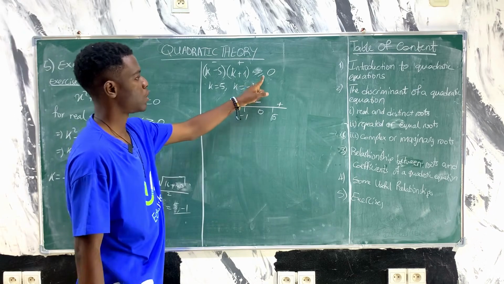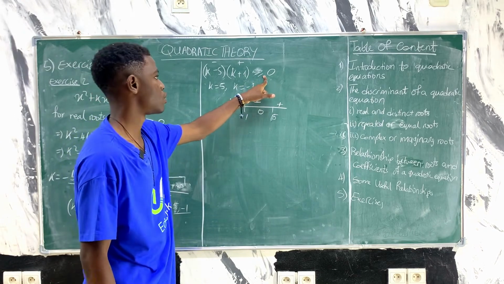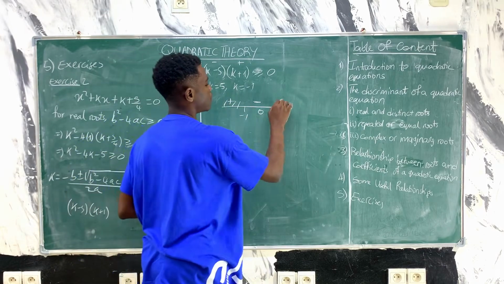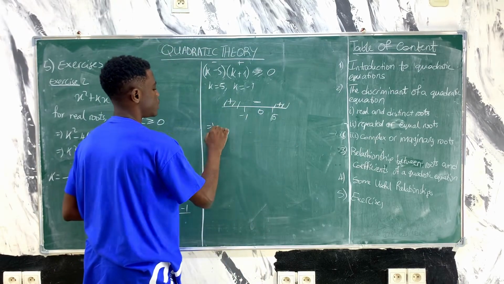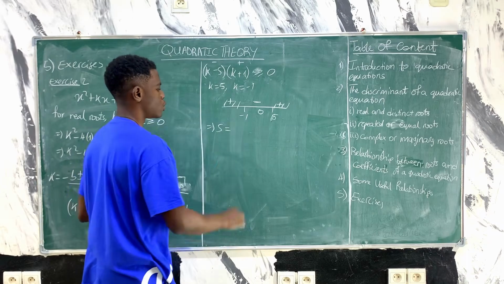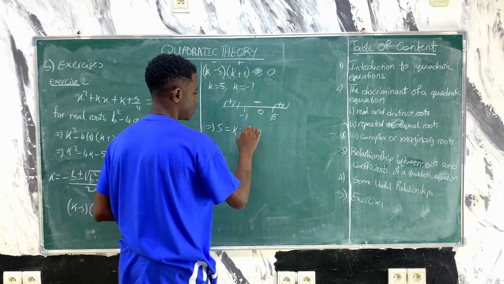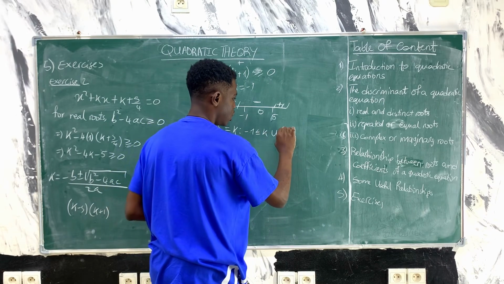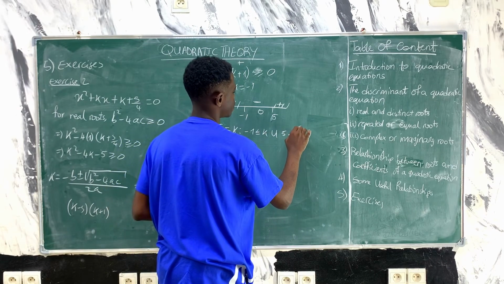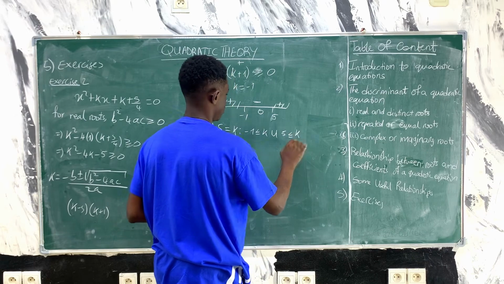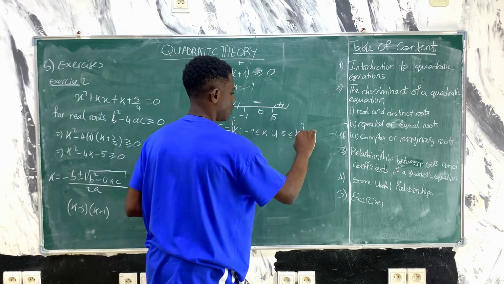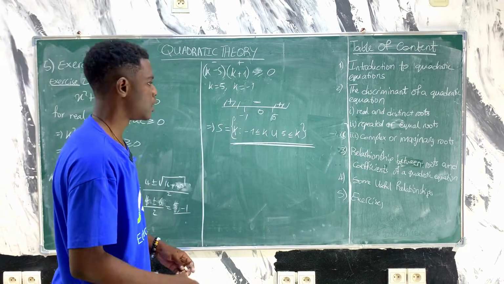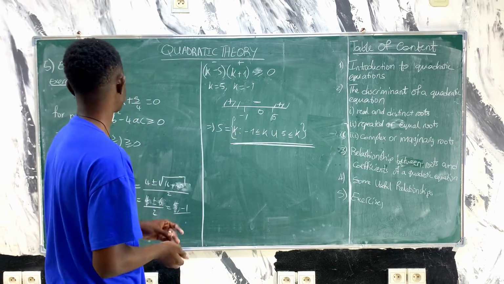Then, since I want all of the values of k which are greater than or equal to 0, I'll select this part and this part, which implies the solution set is equal to k such that minus 1 is less than or equal to k, union 5 is less than or equal to k. And that is the solution for exercise 2.